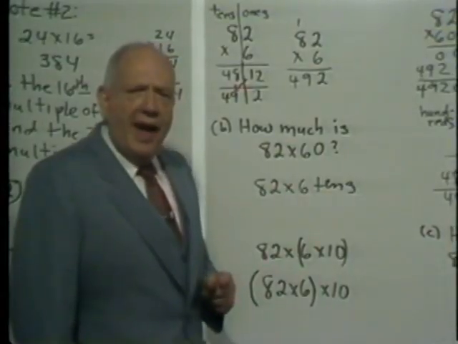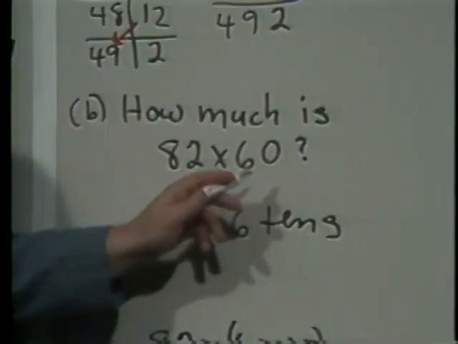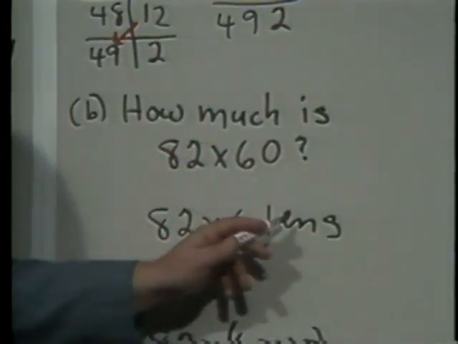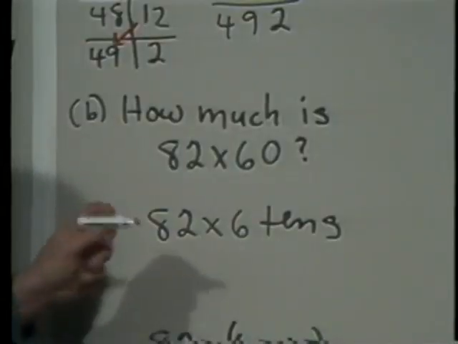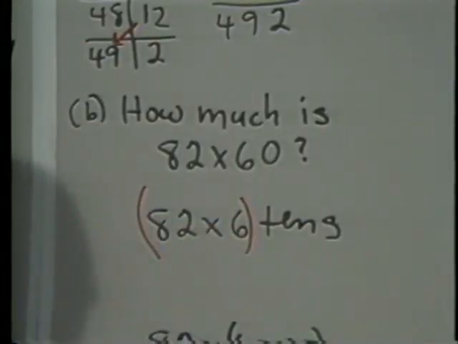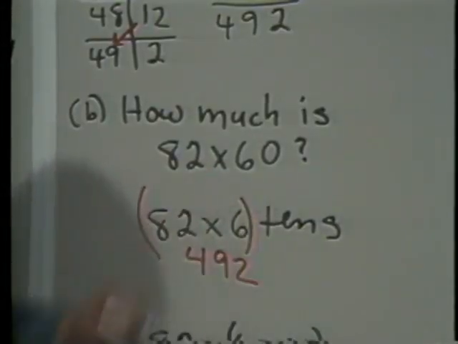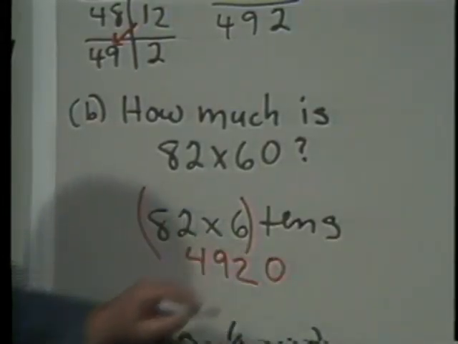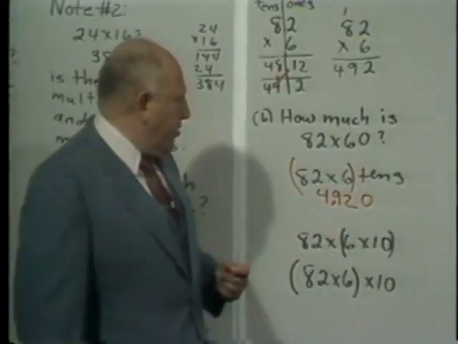And the way we get around that, well, there are several ways to look at it. One way is to say, look, 60 is another way of saying 6 tens. So what you're really doing is taking what? 6 tens 82 times. In other words, 82 times 6 is still 492, but 492 tens, how do you multiply by 10? You tack on a 0, so the answer would be 4,920.